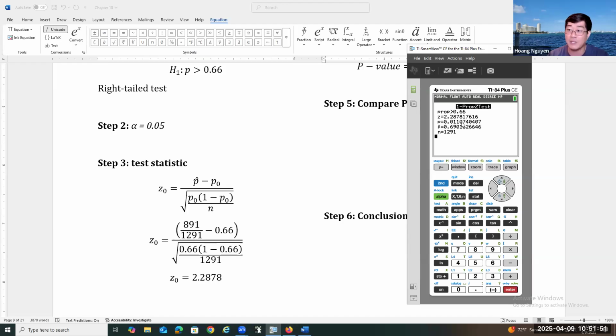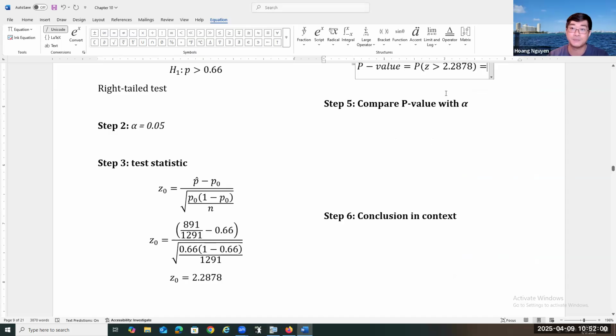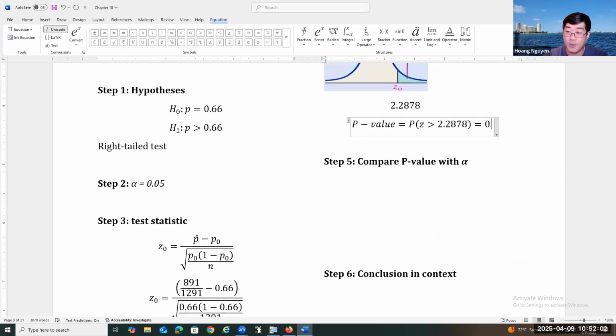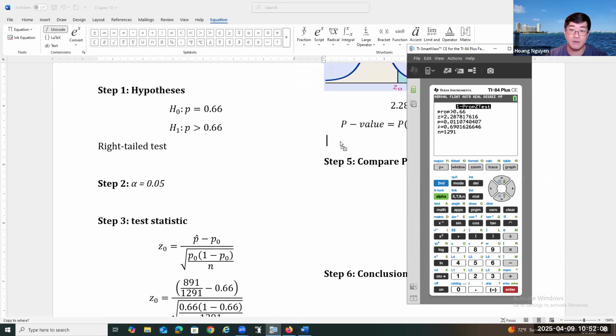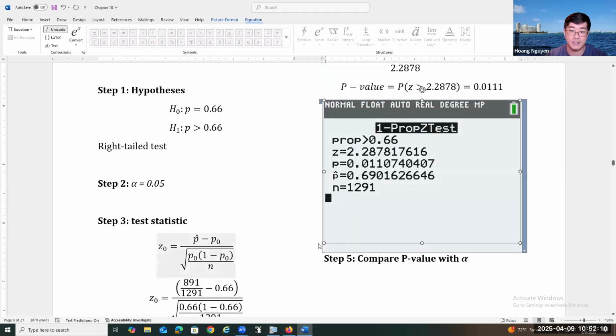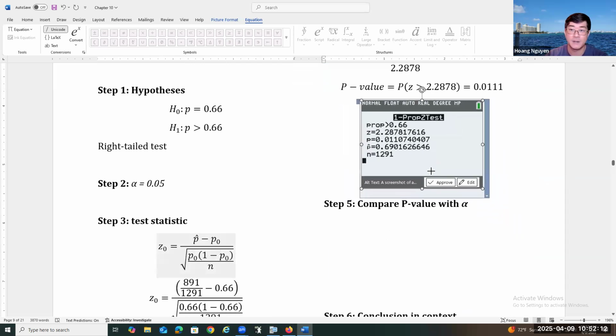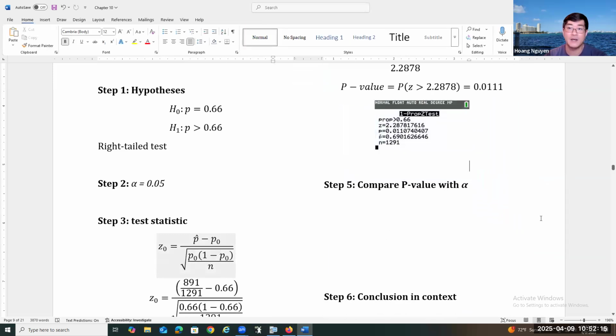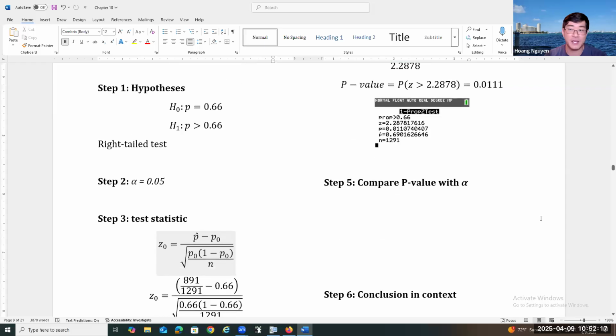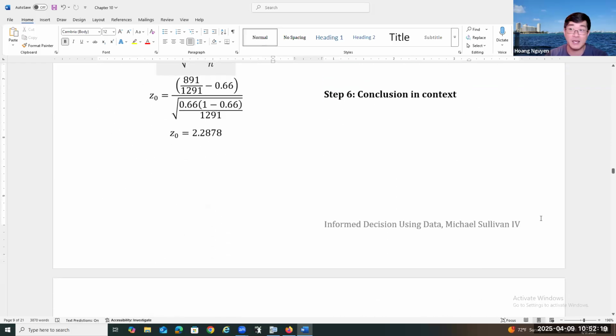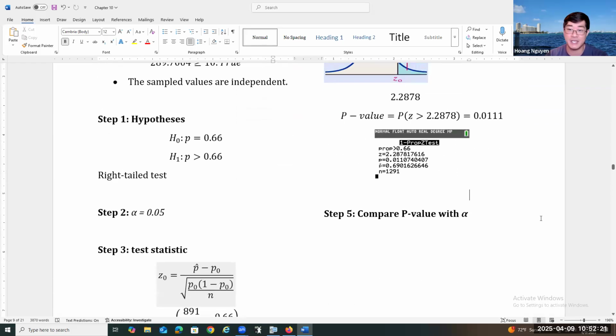So this answer is the p-value, 0.0111. I'm going to round it to 4 decimal places, 0.0111. Okay, I'm going to just drag this answer over here to show you the answer, just in case. So that's how we got the answer for the p-value based on the shortcut one proportion z-test.